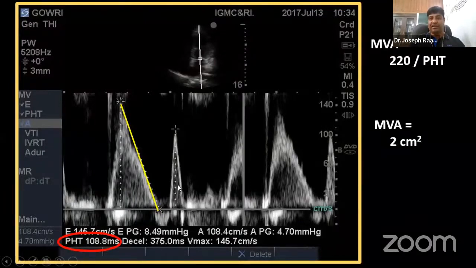This is more standard than your planimetry. So if this is 108, you take it as somewhere around 2 centimeters squared. So we know that in this particular patient, we are not dealing with severe mitral stenosis, so we can plan your anesthetic management accordingly.